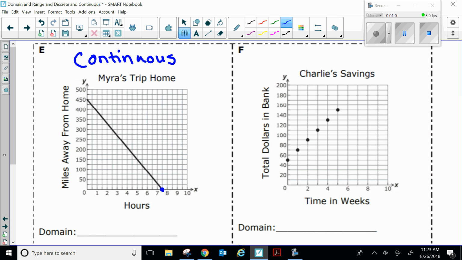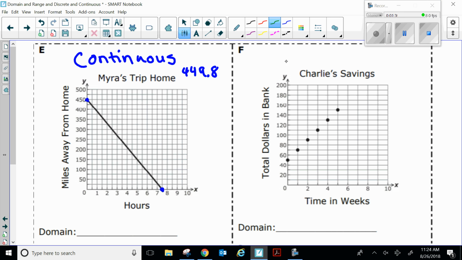It is considered continuous because Myra can be 450 miles away from home, but she also can be 449.8 miles away from home. She never stops. There's no specific values as she is heading home. Her miles away from home is always continuing. There's no skipping in between. So now let's look at Charlie's savings.